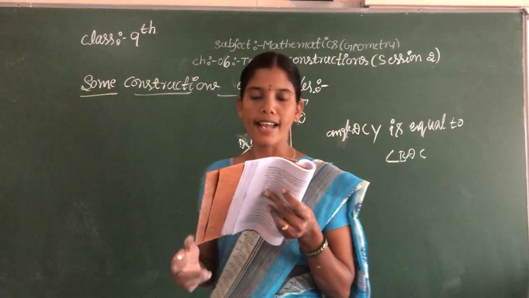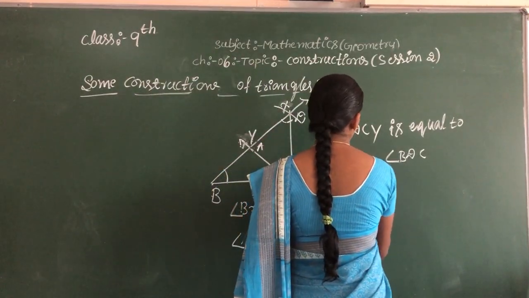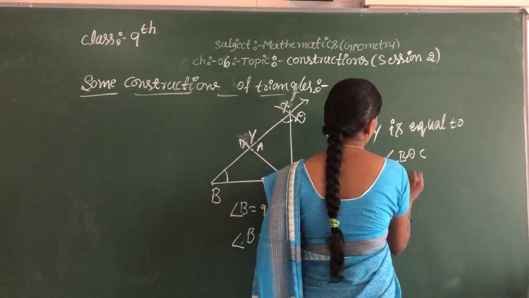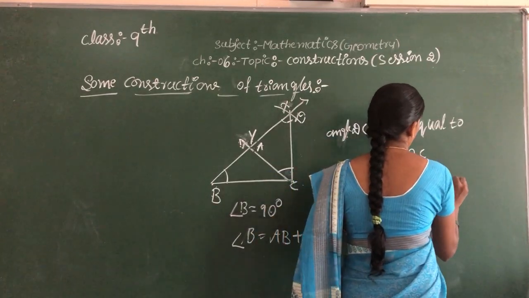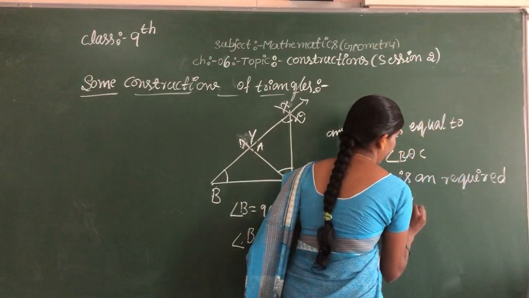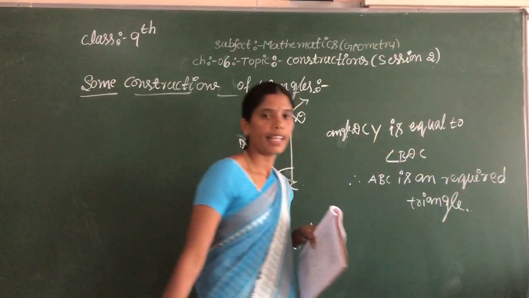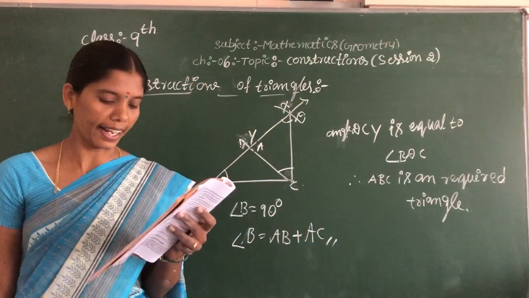ABC is the required triangle. Therefore, ABC is the required triangle.